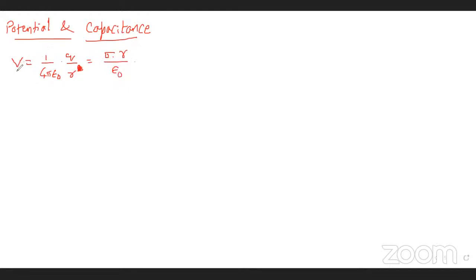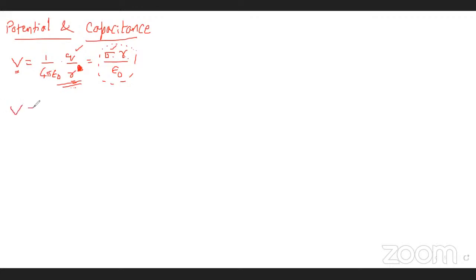Please have a look. Potential is inversely proportional to distance if charge is constant. If sigma is constant, how are potential and distance related? Directly proportional. If sigma is constant, potential is directly proportional to distance. Remember these two formulas. If they have given sigma, then you must know how to calculate the potential. That is given by sigma r divided by what? Epsilon naught.